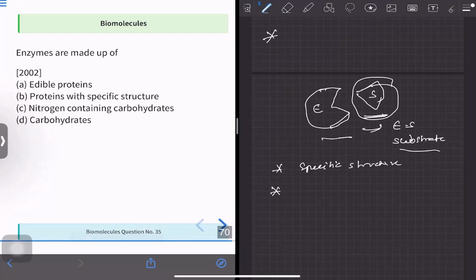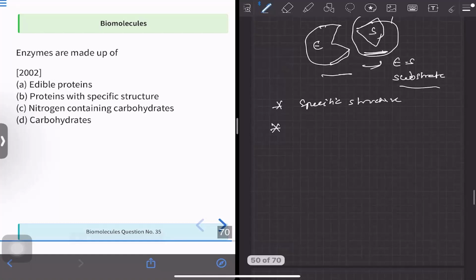Next one, nitrogen containing carbohydrates and carbohydrates. When enzymes are made up of edible proteins and carbohydrates, nitrogen containing carbohydrates, then these can be digested. So the function of the enzyme is hampered. Enzyme function is hampered. So option B is the correct option.